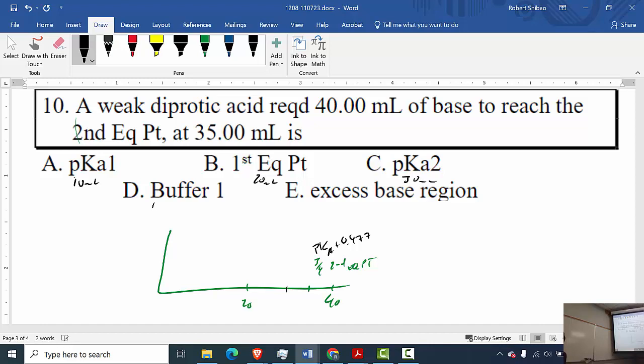Buffer 1 is between 0 and 20 milliliters. The excess base region is past the last equivalence point. What is past the last equivalence point? This is greater than 40. So actually, this is wrong. It's none of these.